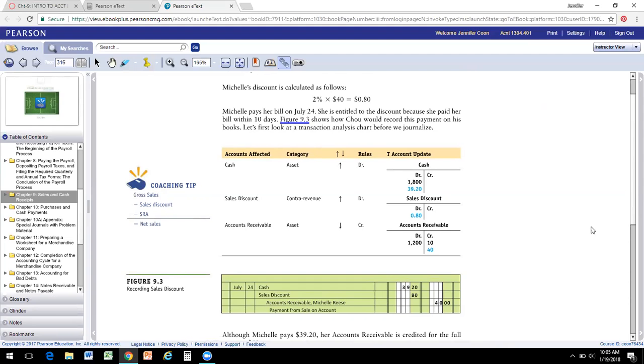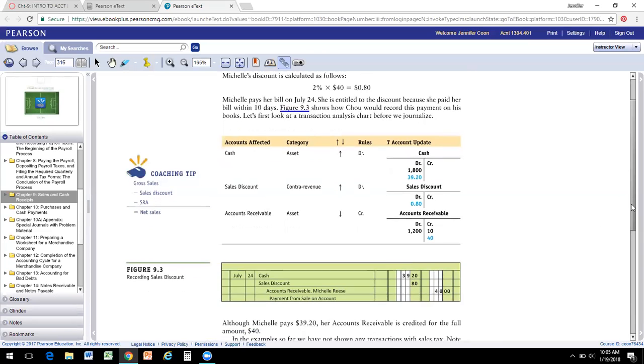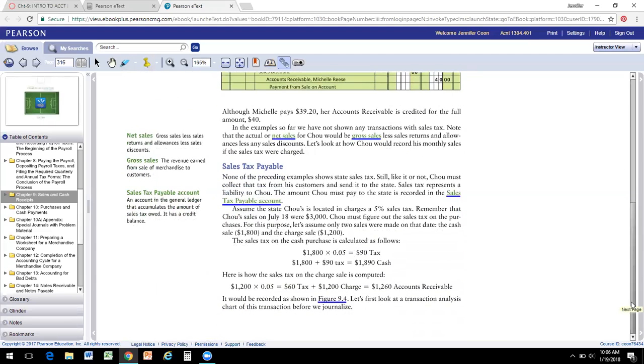Doesn't matter to me as long as you understand that a portion of this is the discount, however you want to work the math out for you. Sales tax payable, if the good was $1,800 and there is a tax rate of 5%, you multiply those to figure out the amount of tax. So what the customer is going to give you is the $1,890.